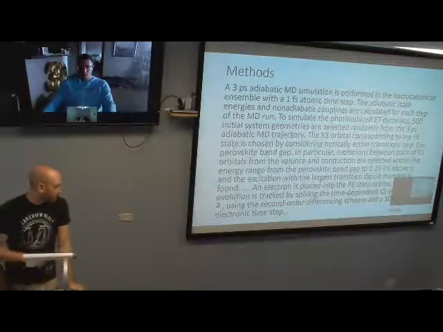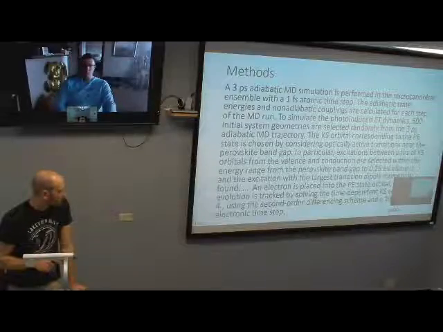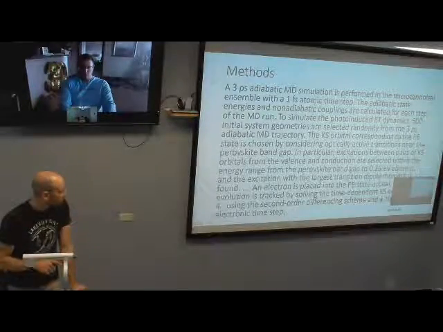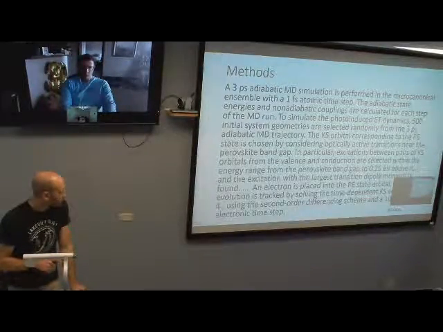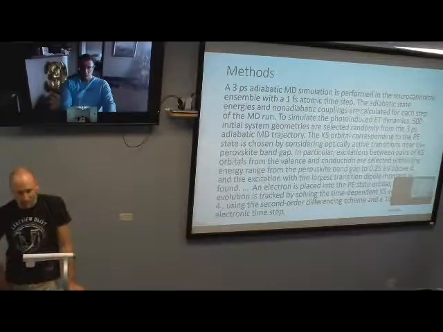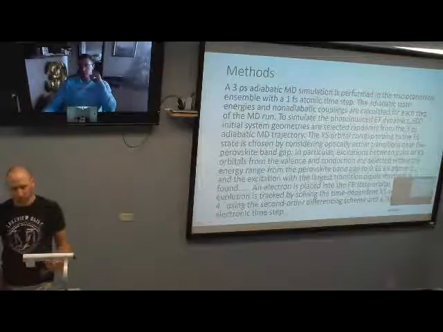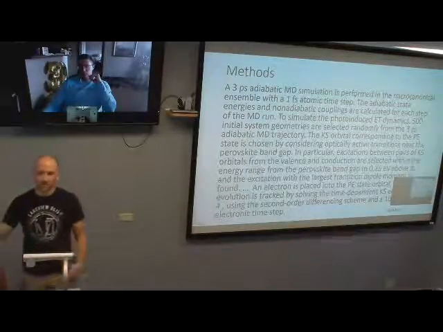So this is how they actually perform the molecular dynamics and everything. It's a pretty standard procedure as far as I'm aware, I don't know of anybody doing it really differently. They do geometry optimization at 0 Kelvin, then gradually heat it up to 300K, and then they do molecular dynamics at that point for 3 picoseconds.